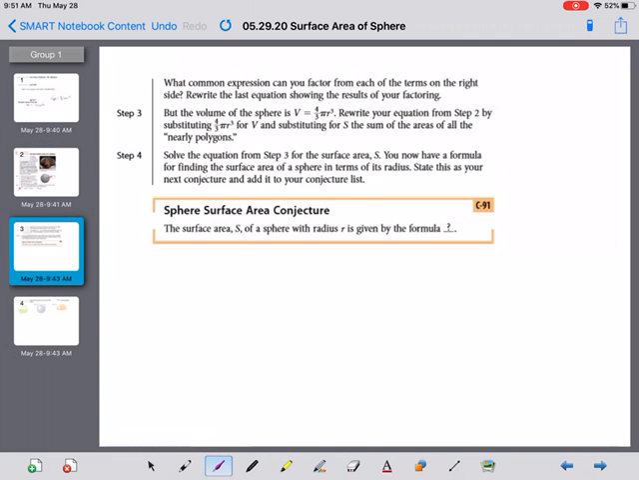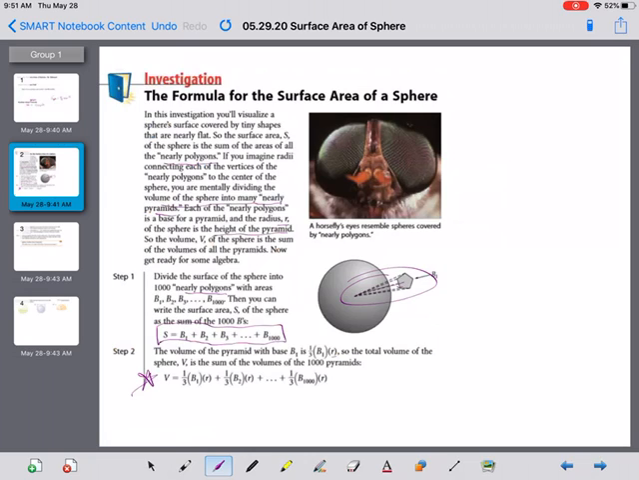What common expression can you factor from each of the terms on the right side? Okay, so we're going to factor out the 1/3 r. So you have V equals 1/3 r, and then you have B1 plus B2 all the way up to B1,000,000 or 1,000. Okay, so that's equivalent. We just factored out the 1/3.